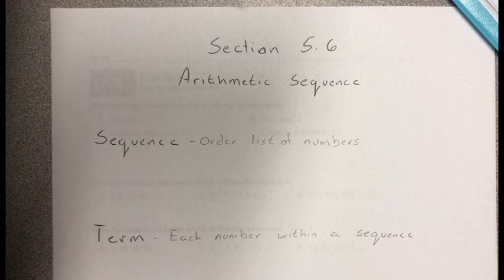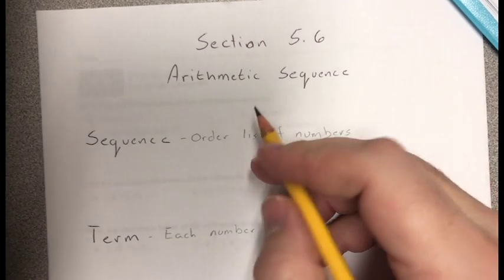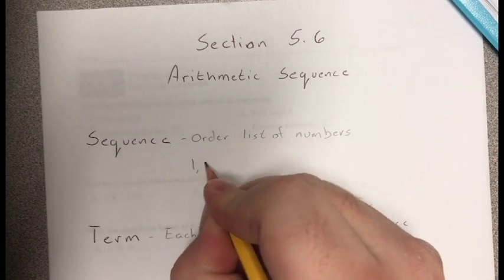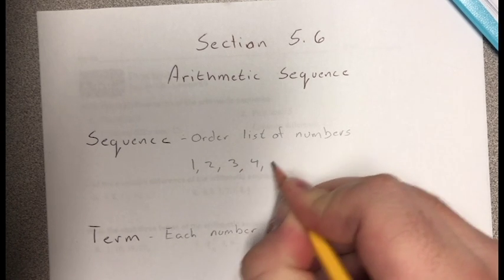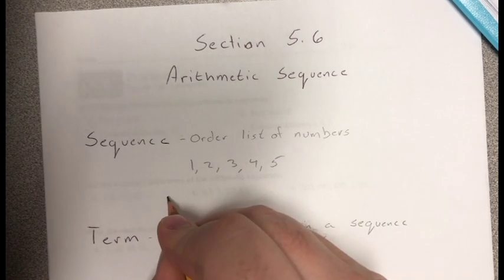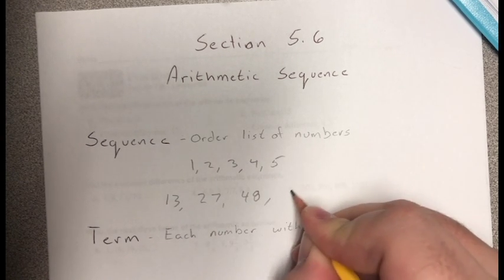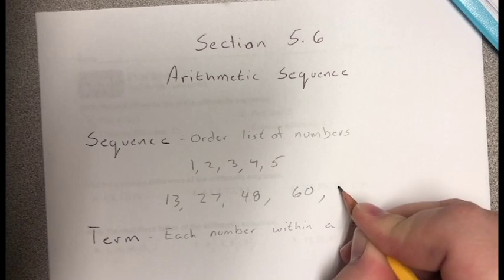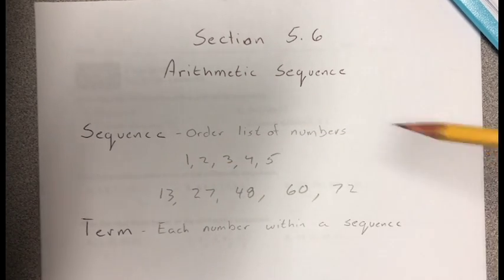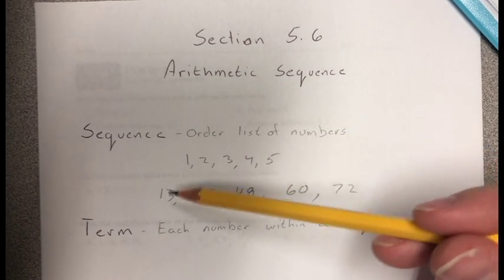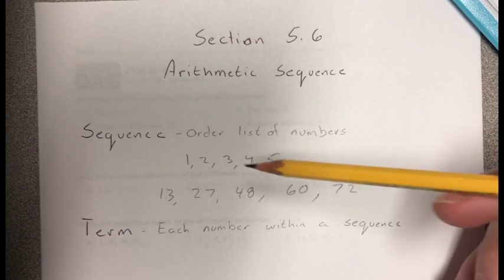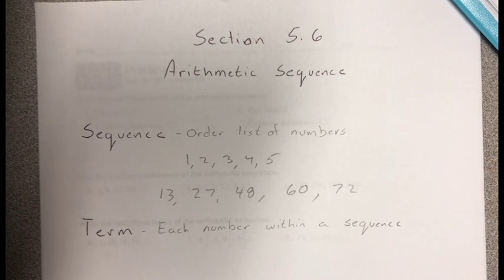So first off, a sequence is an ordered list of numbers. So here's an example. This is an ordered list of numbers. It's pretty straightforward. But here is another ordered list of numbers. And there is a difference between these things. One, they're written in order from lowest to highest, but there is something special about the difference between this and this, which we'll talk about in just a moment.